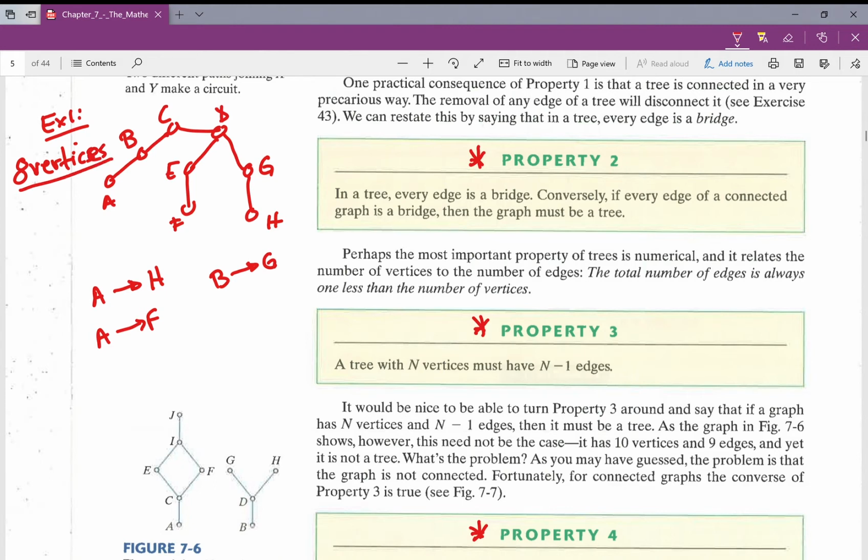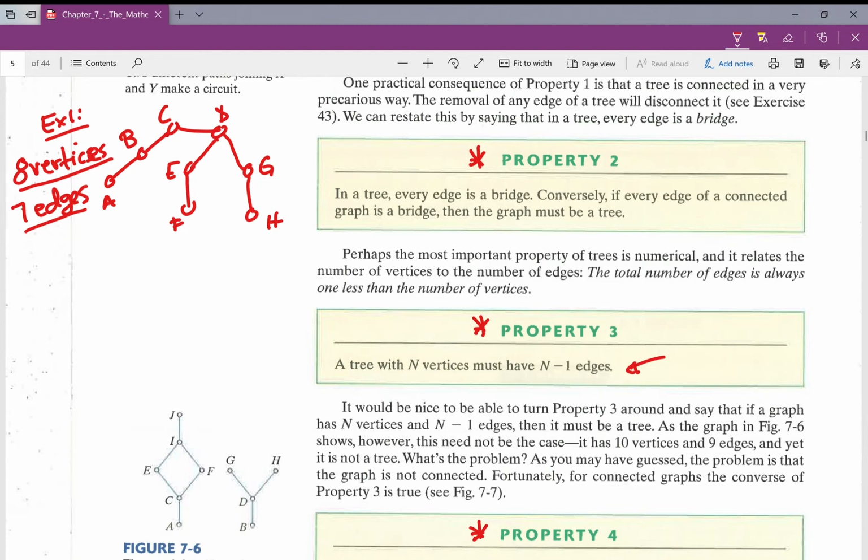And if you count the edges, you have 1, 2, 3, 4, 5, 6, 7. This property alone, saying that n-1 edges with n vertices, does not guarantee a tree. It is necessary. If you have a tree, this is true, but having this description is not enough to guarantee you have a tree. So let's see what I mean by that.